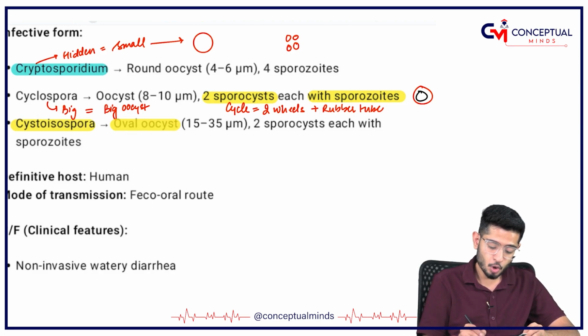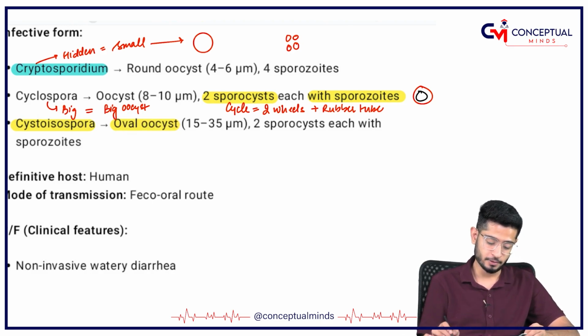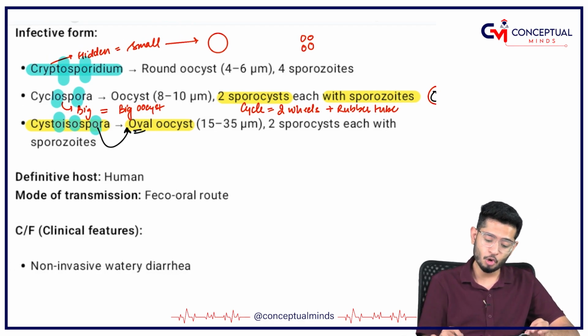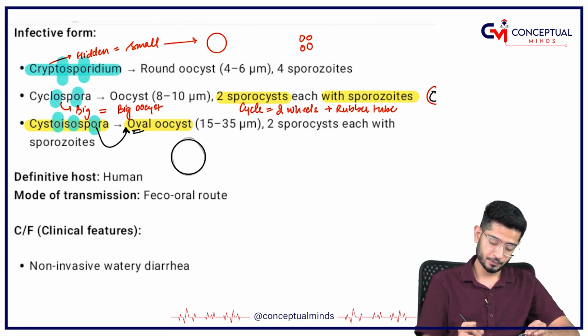Remember, it is oval. If you carefully look, everything has got only 2 O, Cryptosporidium, Cyclospora. But Cystoisospora has got 3 O. Why? Because 1 O is indicating that it is not round, it is oval. Oval and a bigger O. The biggest O belongs to them. Highest size. Again, 2 sporocysts, each with the sporozoite.